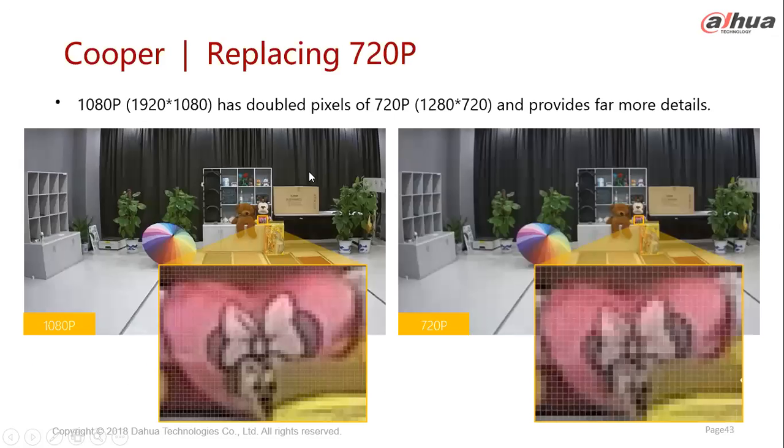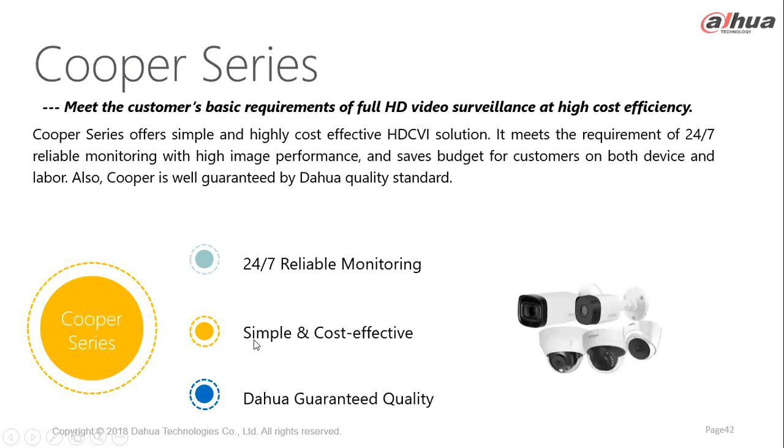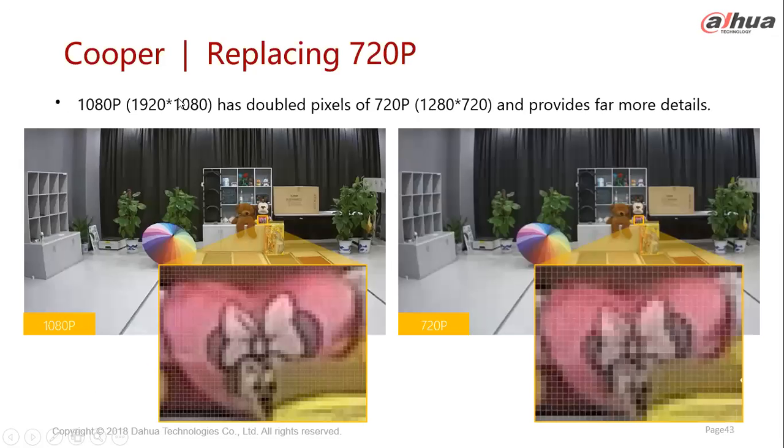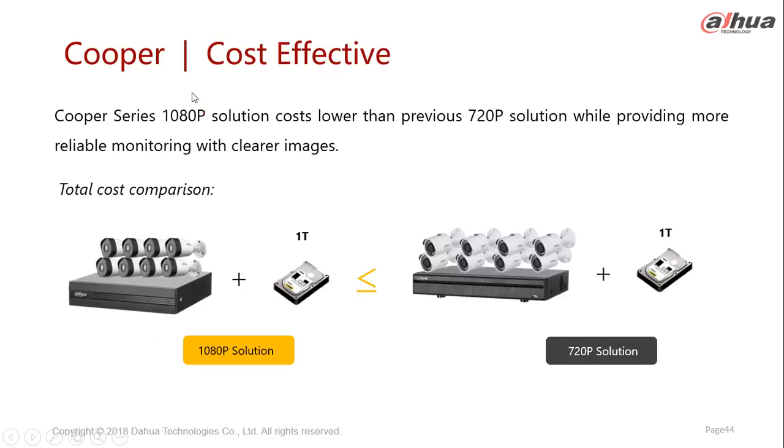So the Cooper series, these are the common cameras that we sell even here locally. They offer 2 megapixels and even 1 megapixels. In terms of cost, it's very cheap. So here is a comparison of a Cooper series 2 megapixels compared to the previous 1 megapixel solution.